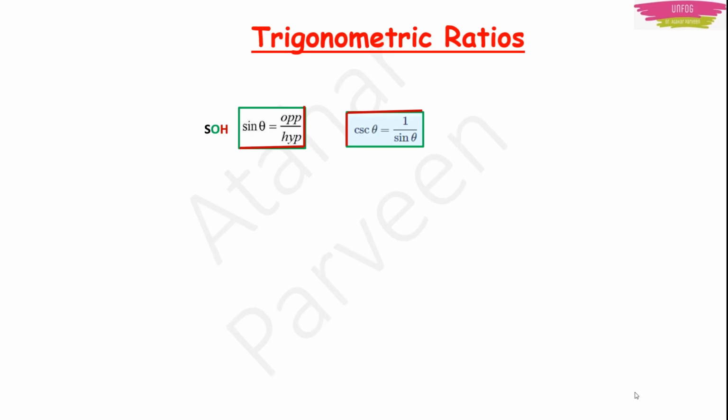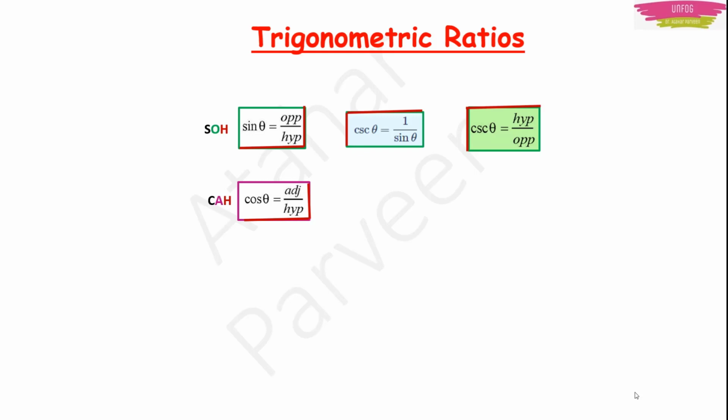Now there is another trigonometric ratio which we call cosec theta. This cosec theta is a reciprocal of sine theta. Now if I want to write it in terms of the sides of the triangle, I will write it as hypotenuse by opposite side, because it is a reciprocal of sine, right? Next is cos theta. CAH, cos theta is equal to adjacent side by hypotenuse.